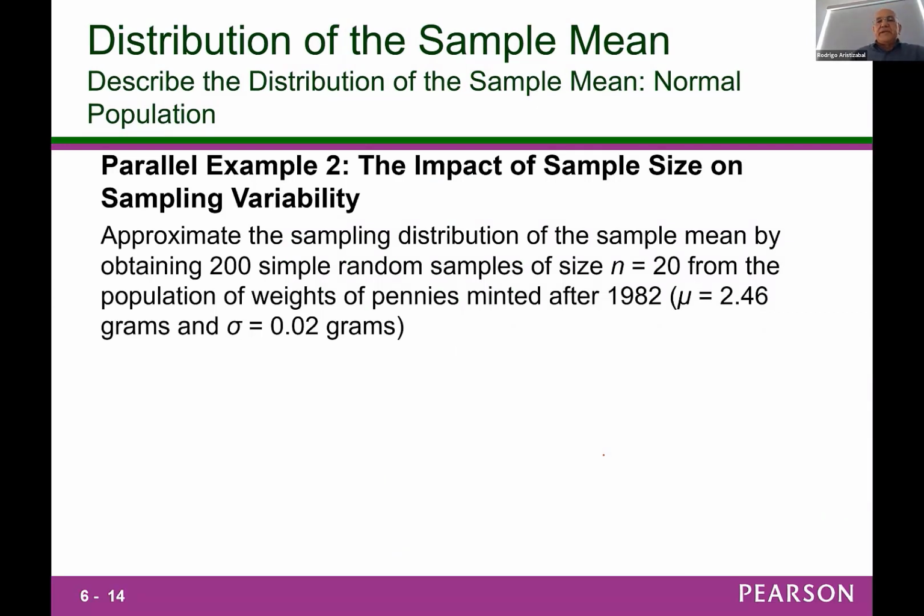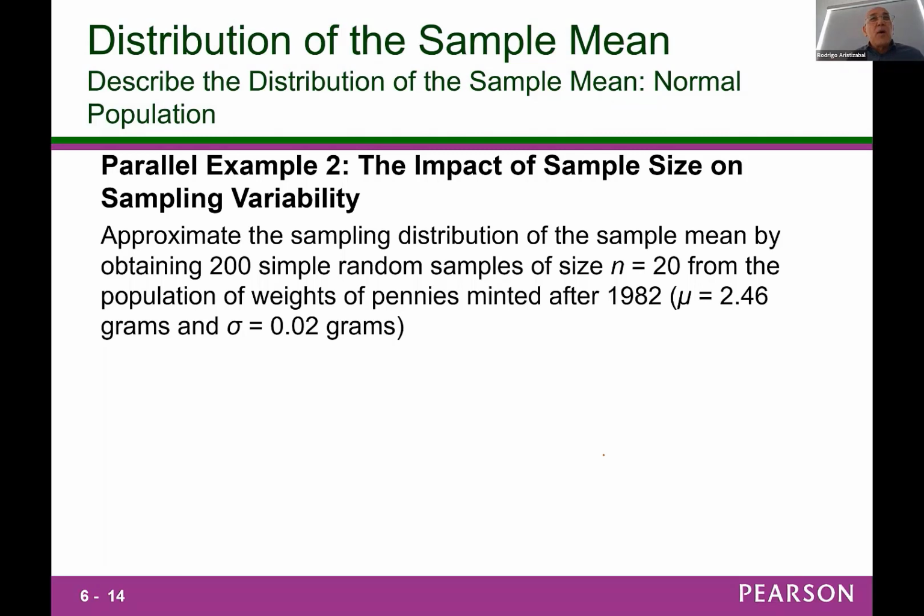We have a question here. The impact of sample size on sampling variability. What is the effect of the sample size on the variability of the sampling distribution? Okay, let's analyze what happens if we increase our sample size from 5 to 20.